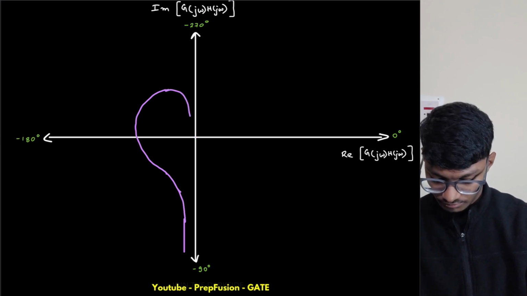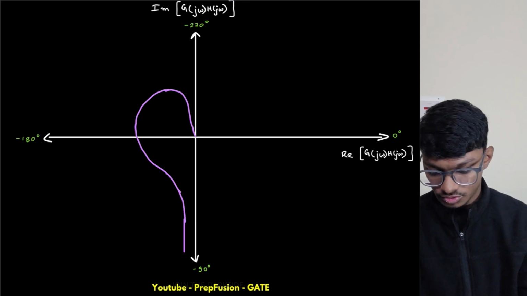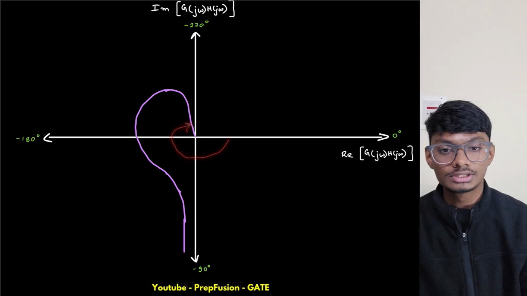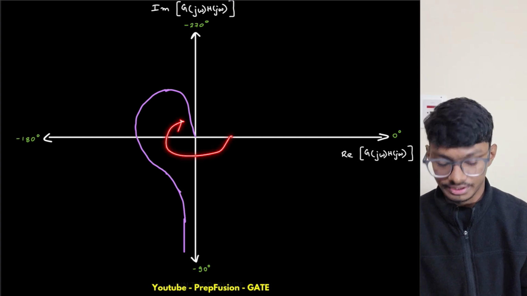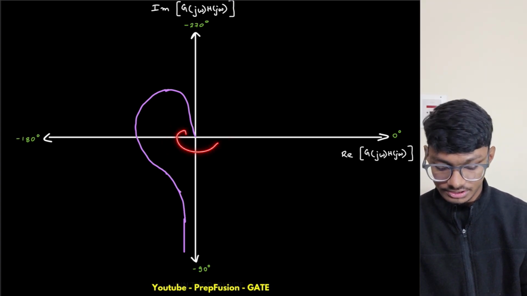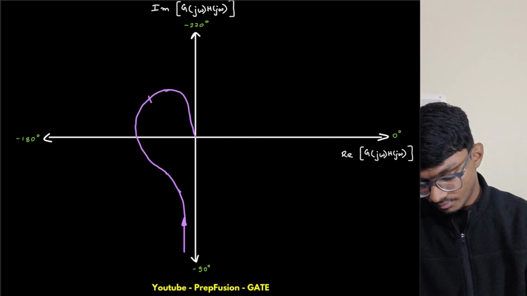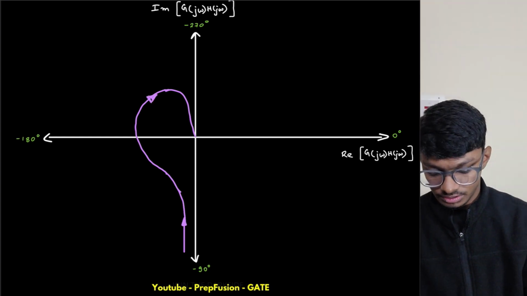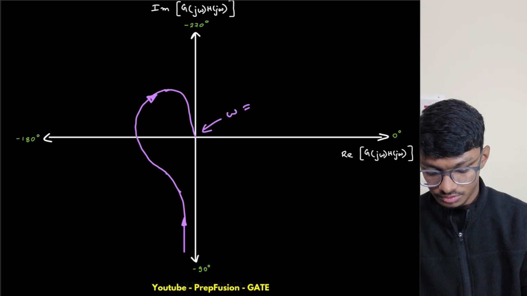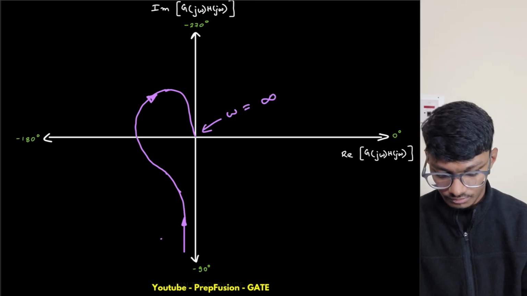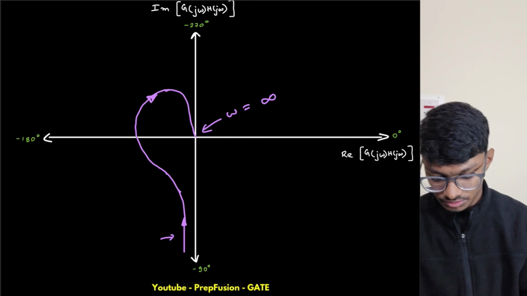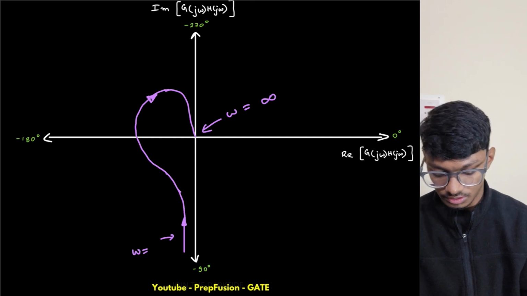Okay, so what is this angle? This angle is 270 basically, right? And I will understand it as ending towards 270. So it is starting from here and going towards here, and this is omega equals infinity, and this is omega equals 0, right?